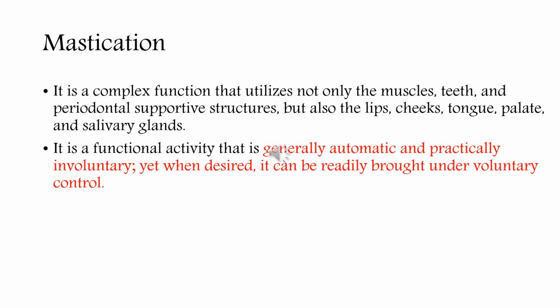And mastication is an involuntary or automatic movement, because when you start chewing something, you are not thinking step by step how you're going to chew it, okay? It just happens. That's why it's automatic. And we call it practically involuntary, not absolutely involuntary, because when you really want to stop it, you can. So when you want to stop chewing, you are bringing the mastication into voluntary control. You're moving it from the involuntary or automatic control to the voluntary control. Is that clear?